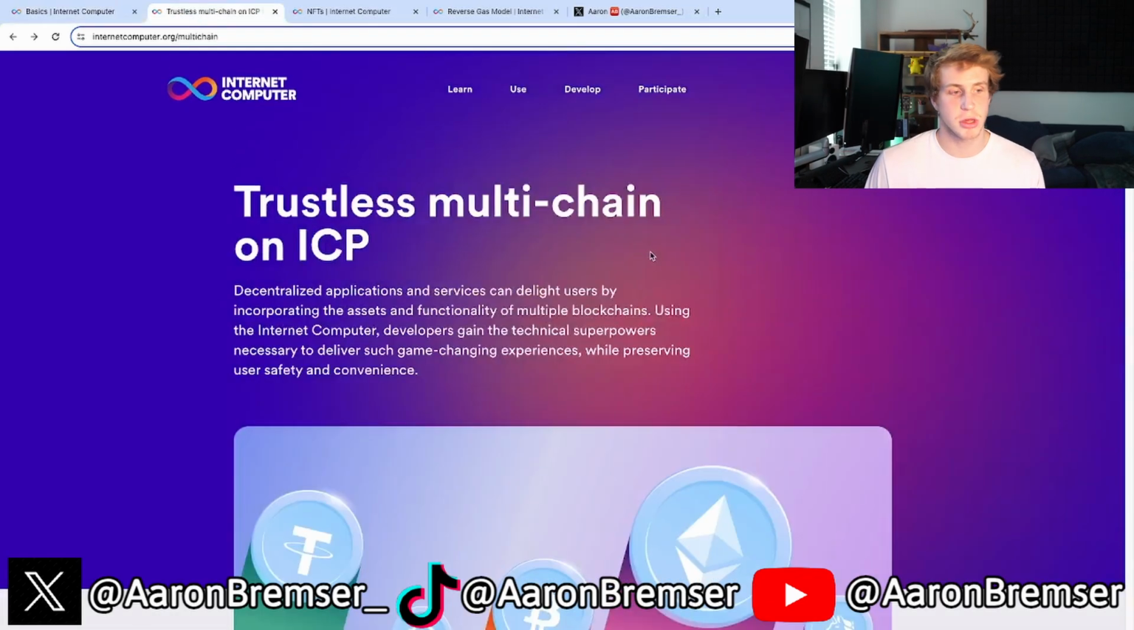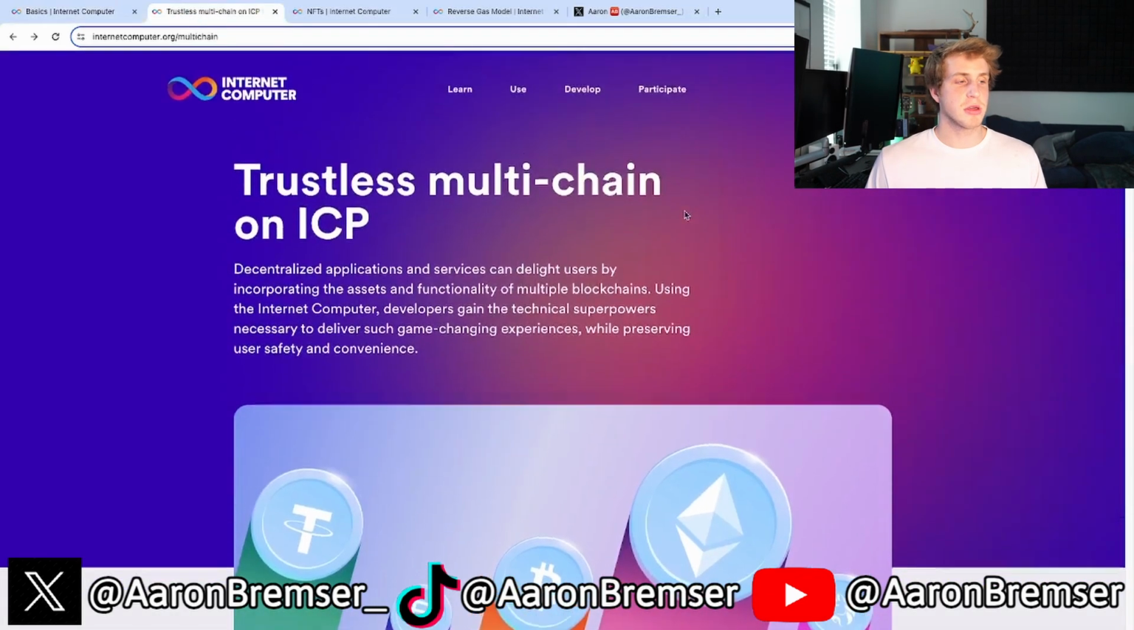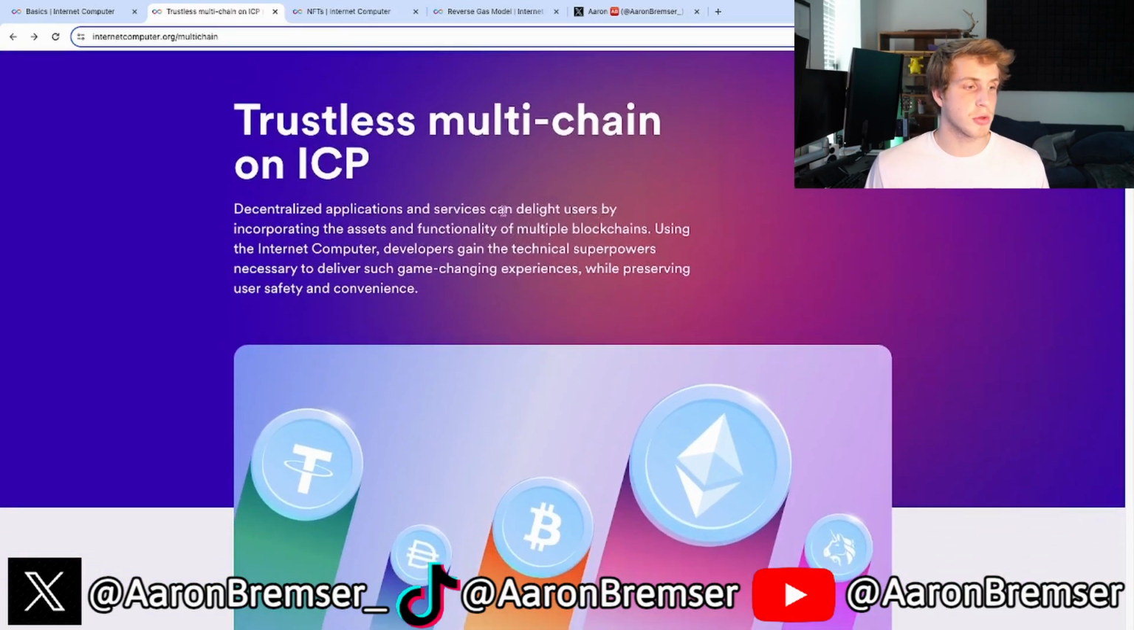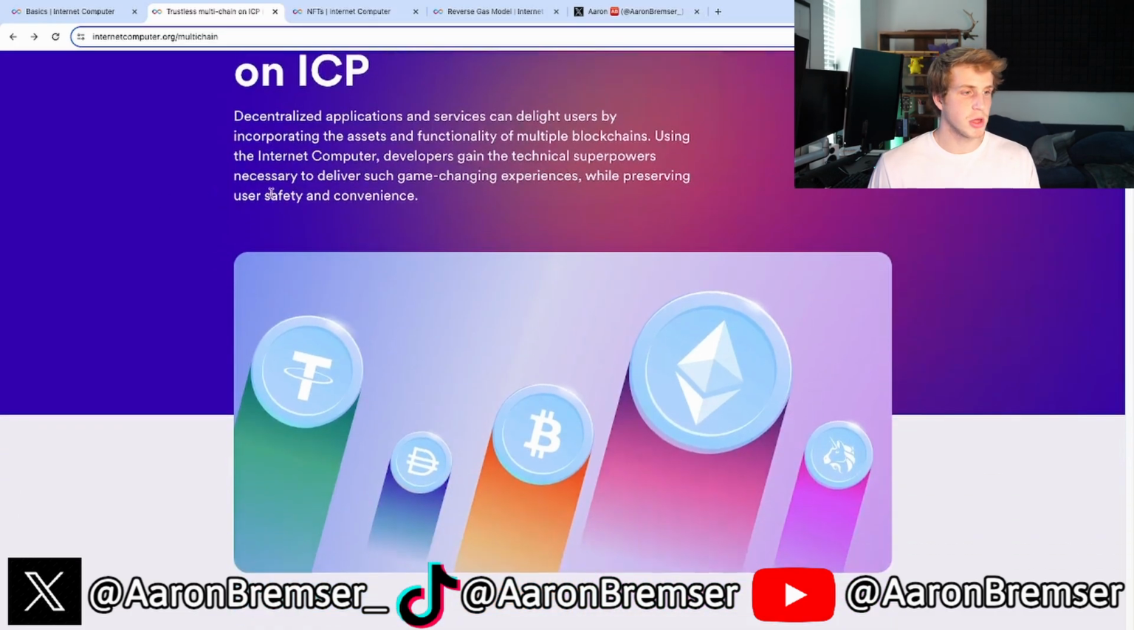So the first thing is trustless multi-chain ICP. Now this is my personal favorite narrative of the internet computer. It is the fact that the internet computer is uplifting and helping these other blockchains such as Ethereum and Bitcoin. So as it says here, decentralized applications and services can delight users by incorporating the assets and functionality of multiple blockchains. Using the internet computer, developers gain the technical superpowers necessary to deliver such game-changing experiences while preserving user safety and convenience.